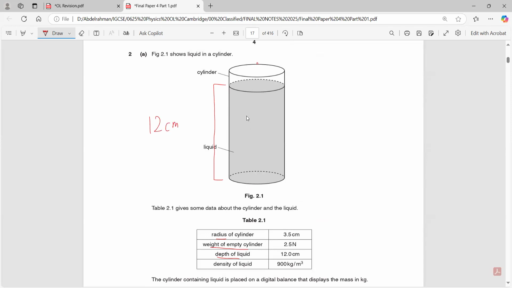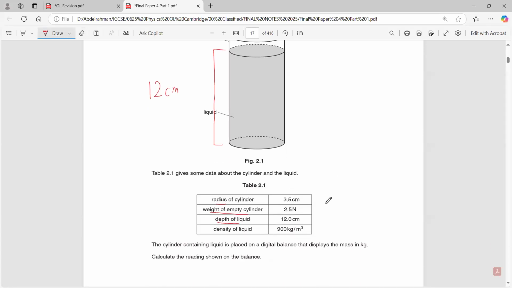You have the radius of the cylinder, which is 3.5 centimeters. You have the depth and the density of the liquid, which is 900 kilograms per meter cubed. Okay, step by step.